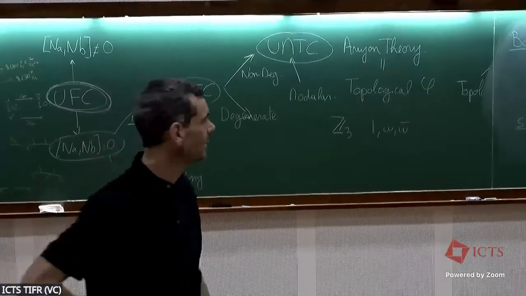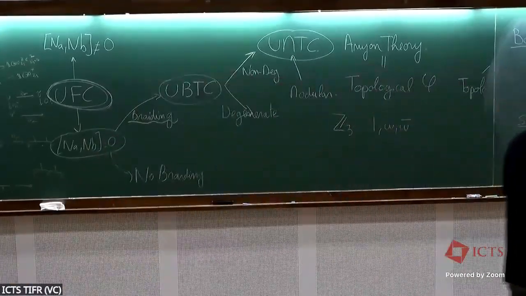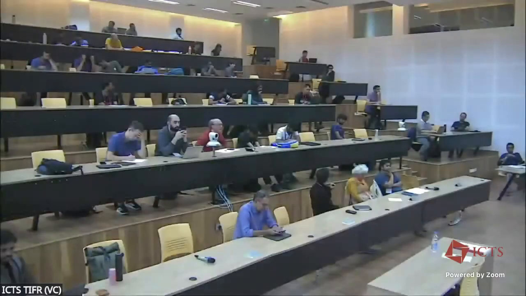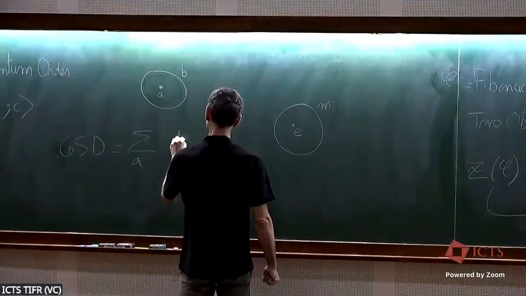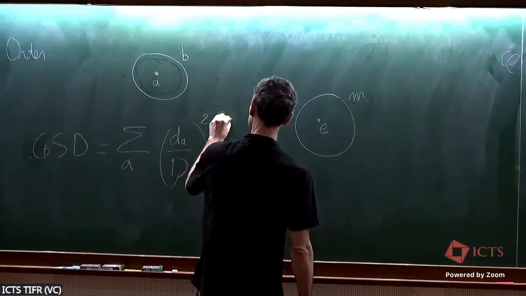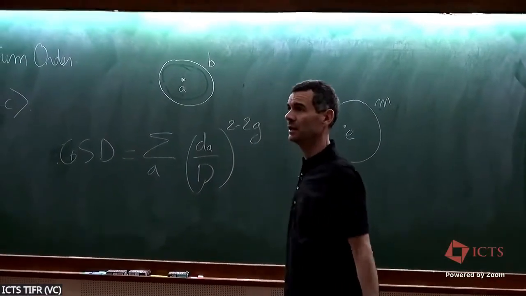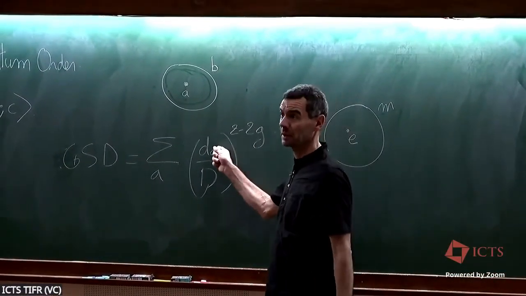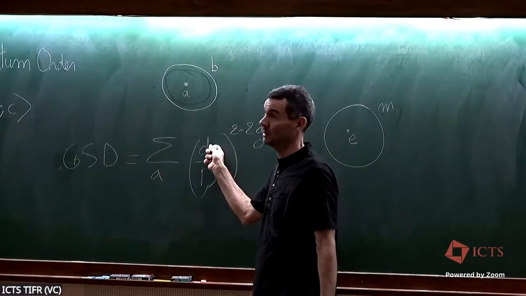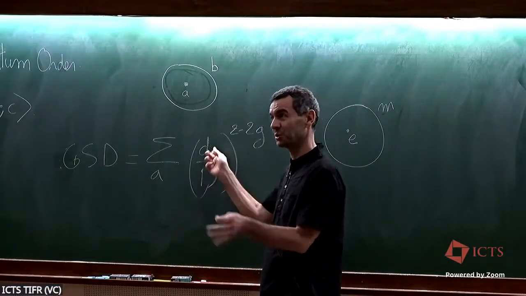No, it's not sufficient. Because again, if you look at the expression of the ground state degeneracy, I think it's a sum over all anyons of quantum dimension divided by total quantum dimension to the power 2 minus 2g. Okay, so it only depends on the quantum dimensions of the objects. So it only depends on the fusion rules. But again, for the same fusion rules, you can have different F and Rs.